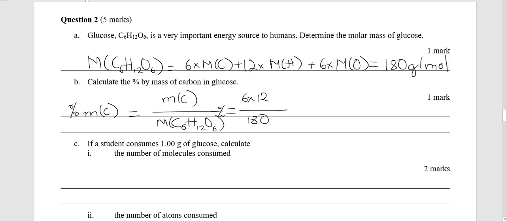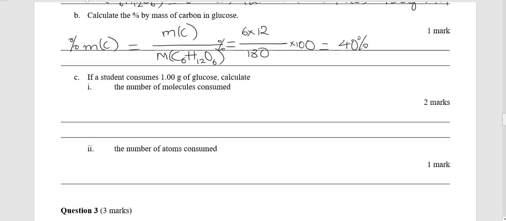So it's actually 6 times 12 over 180. Let's do a percent here. So times 100. So 72 divided by 180 times 100. I don't even know why I had to times 100, to be honest. It's 40%. Okay.